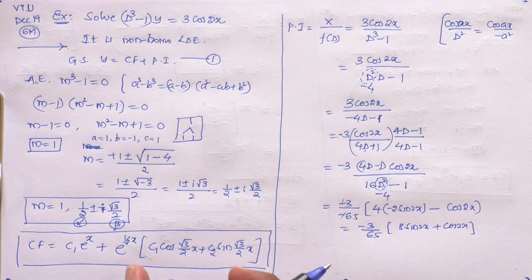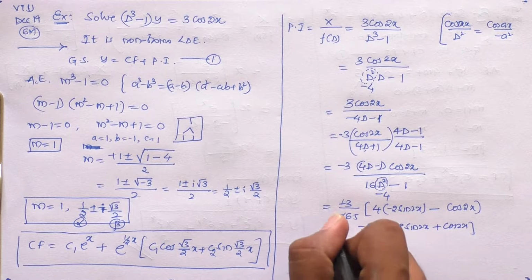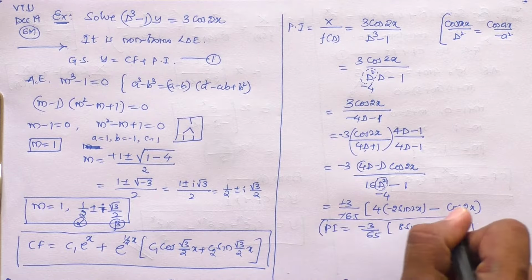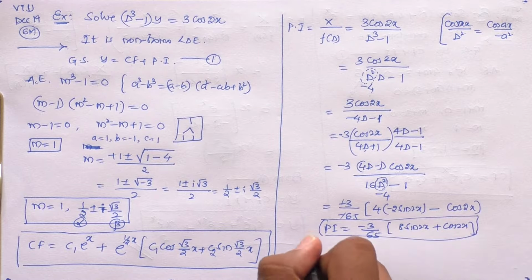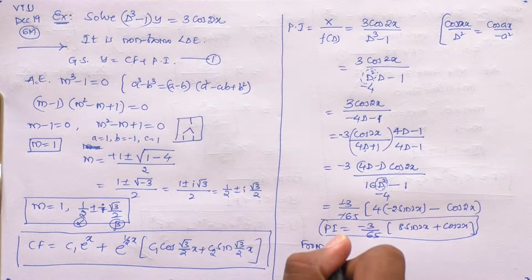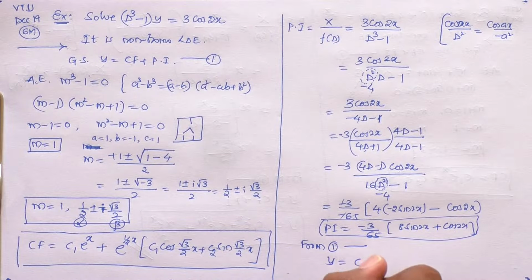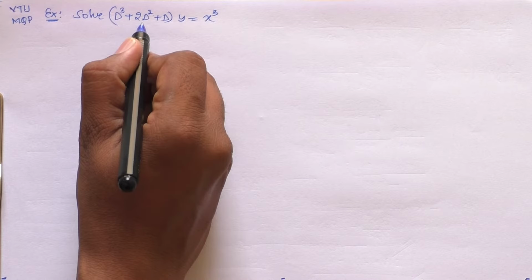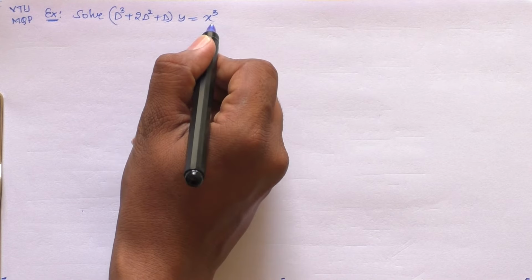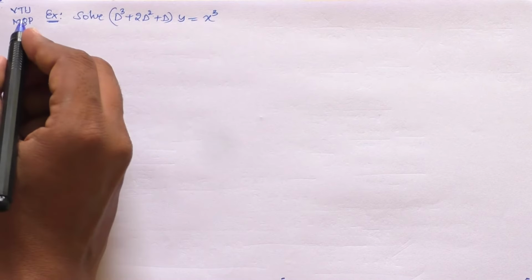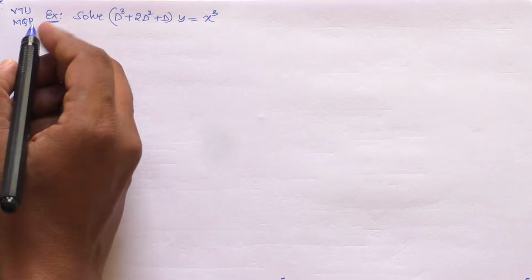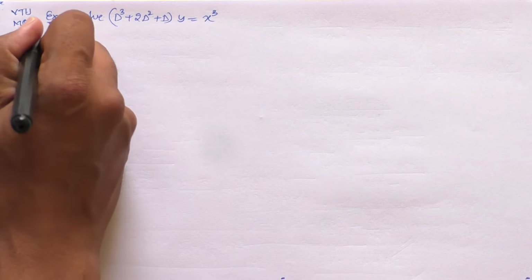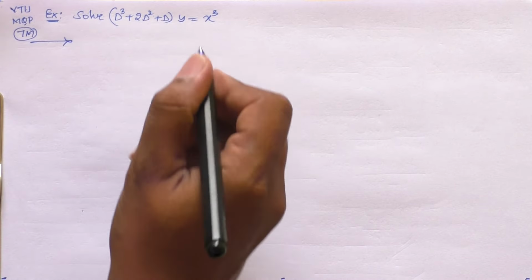So now we have CF as well as this is the PI. So the final solution is y equal to CF plus PI. So write another time CF PI together. Solve D cube plus 2D square plus D into y equal to x cube, which has been given in the VTU model question paper for 7 marks. So let us solve it.